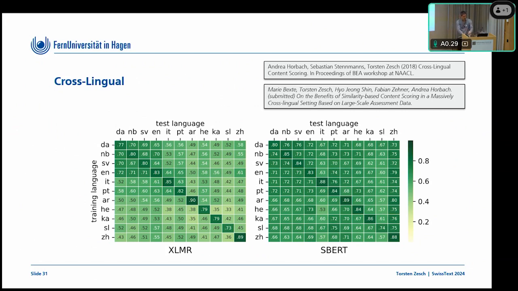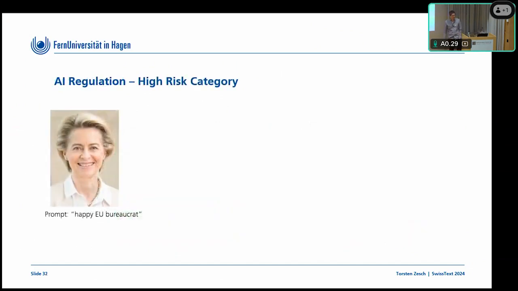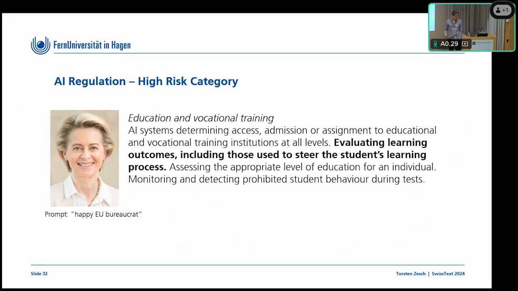You might think, not so fast. I asked image generation to generate the image of a random EU bureaucrat. That's what came up. In the AI Act that we also heard of yesterday, scoring, evaluating learning outcomes, including those used to steer the student's learning process, is high risk. So not 100% sure what that will mean for the field moving forward.